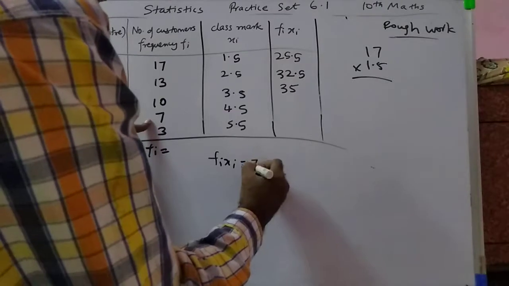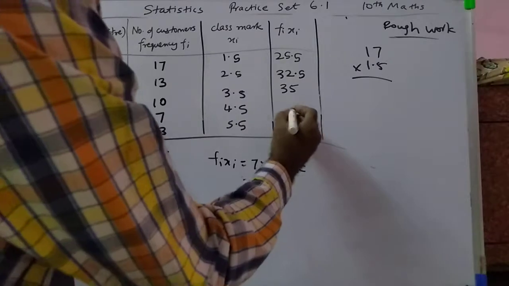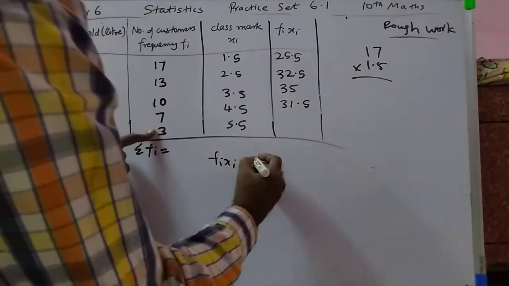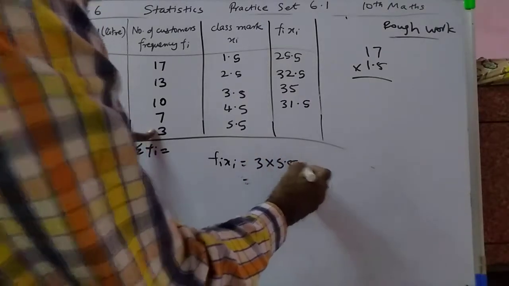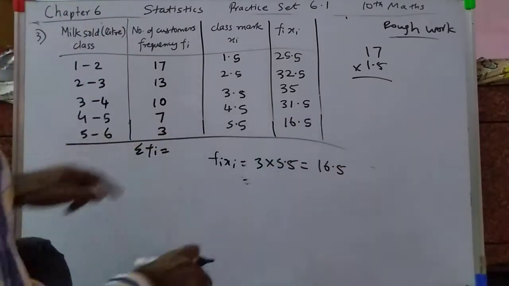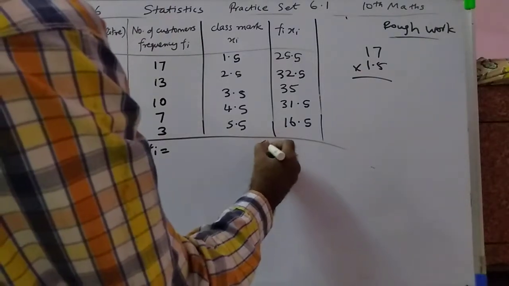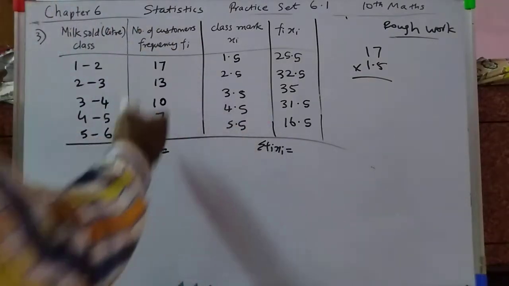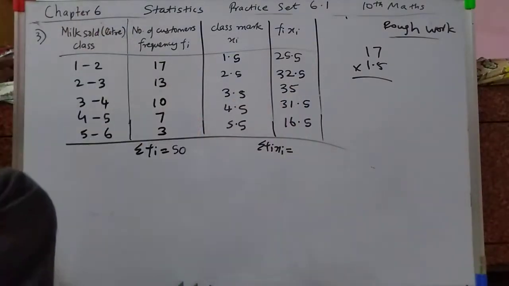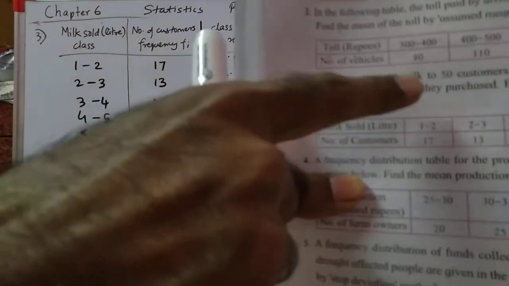Calculate here. You will get 31.5. And calculate 3 into 5.5. That you will get 16.5. Now you have to just add it. Summation of f and your summation of f xi. Add it. And you will get here 50. And see, that should match this answer and this answer.